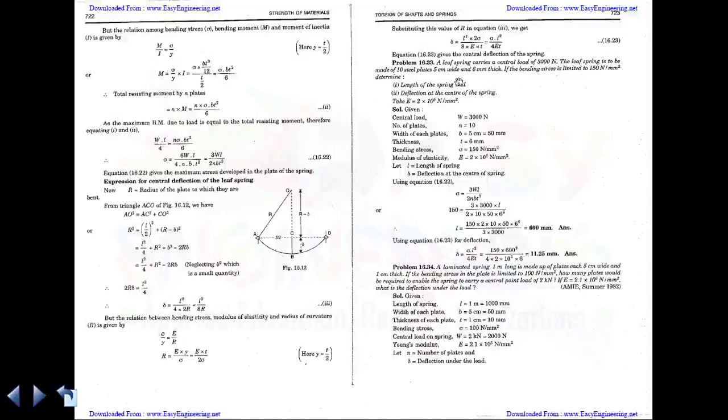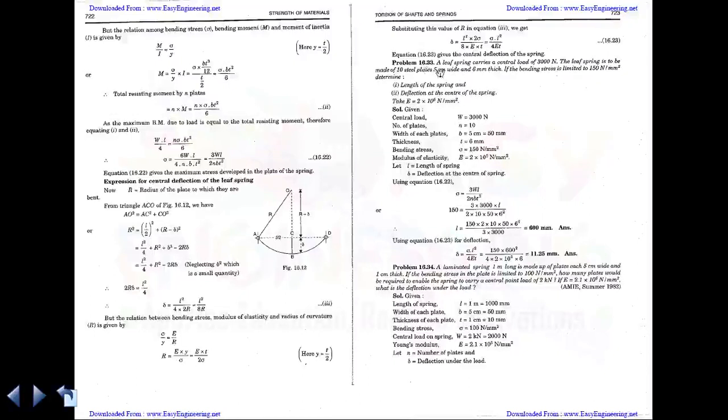Let's see with a small problem. A leaf spring carries a central load of 3000 Newton. The leaf spring is to be made of 10 steel plates, 5 cm width and 6 mm thick. If the bending stress is limited to 150 Newton per mm square, determine the length of the spring and deflection of the spring at the center. Take E equal to 2 into 10 power 5 Newton per mm square. You can see that central load is 3000 Newton, number of plates N is 10, width of the plate b is 50 mm, thickness is 6 mm, bending stress is 150 Newton per mm square, and modulus of elasticity is 2 into 10 power 5 Newton per mm square.